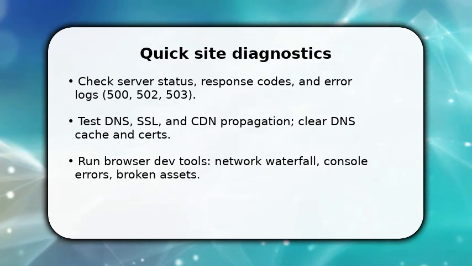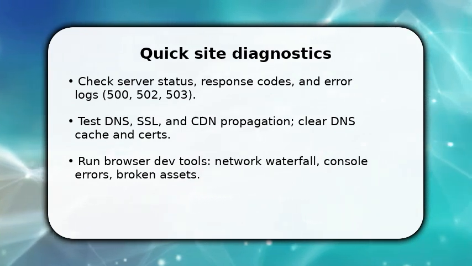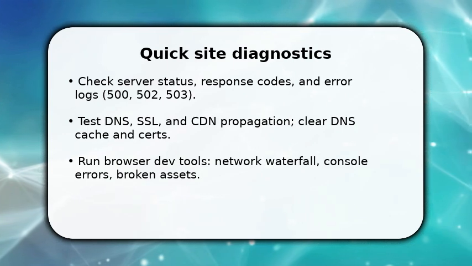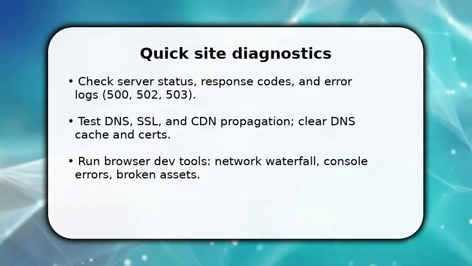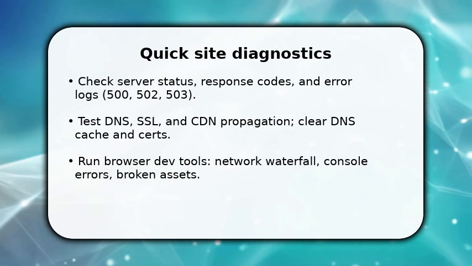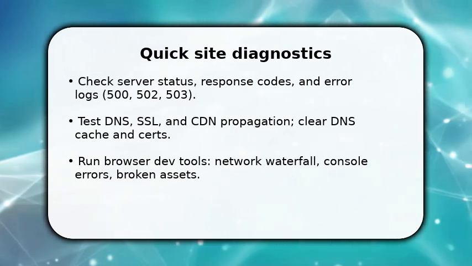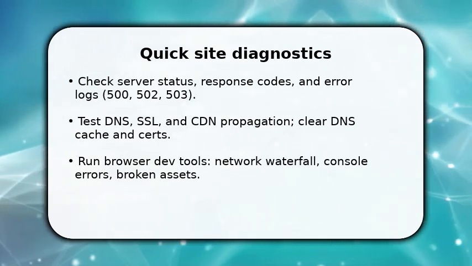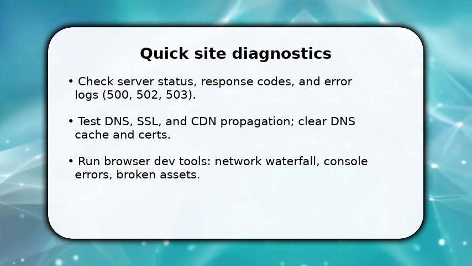Once done, verify DNS and SSL to rule out certificate or routing issues, and use browser dev tools to inspect network timing and console errors. These steps give you a prioritized list of failures, so you can decide whether to repair config, code, or assets next.